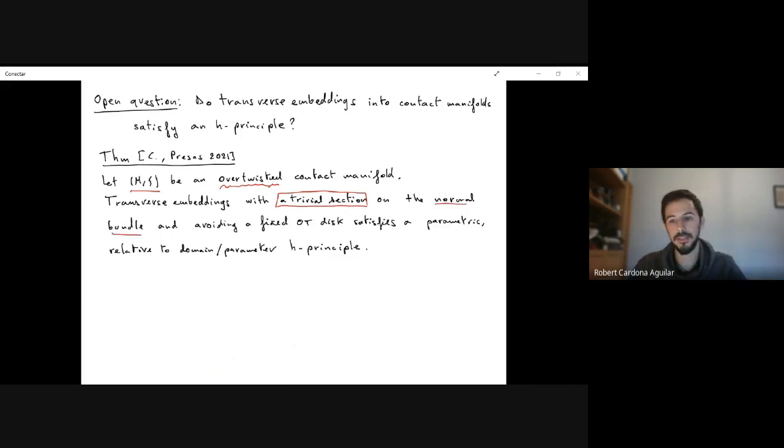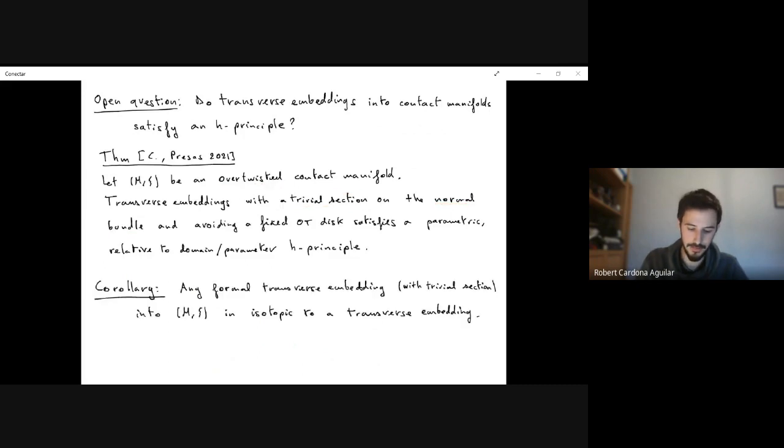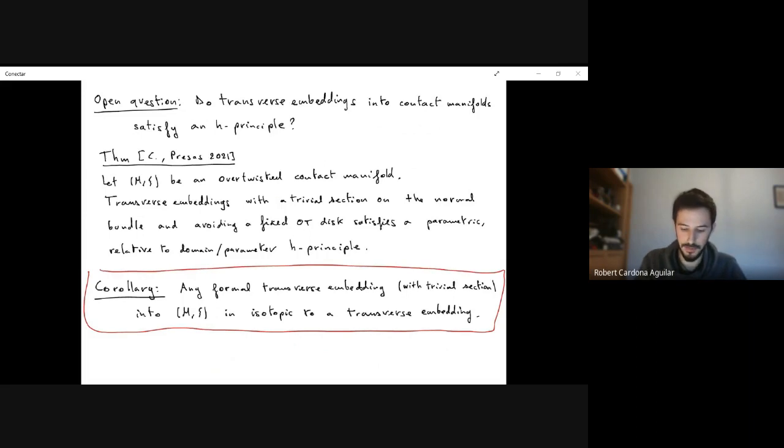then you can deform it into, this is the corollary actually. You can maybe look at this corollary because it's more clear. If you start with a formal transverse embedding with a trivial section in the normal bundle, it can be deformed through an isotopy to a transverse embedding. This is true for so-called over-twisted contact manifolds.